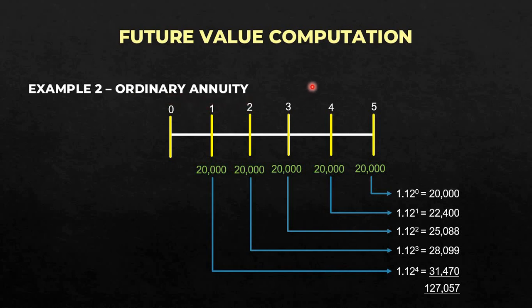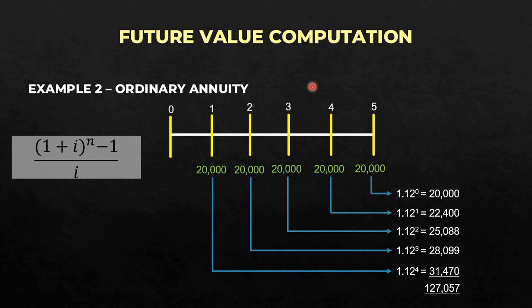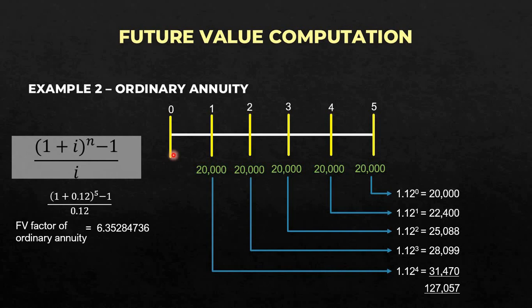At ang formula natin doon is eto, 1 plus i raised to positive n, tapos minus 1, then divided by i. So ngayon, ganun pa rin yung ibig sabihin ng i and n. So isa-substitute lang natin. So kapag sinubstitute natin yung ating information, so ito ang ating equation. So 1 plus 0.12 raised to positive 5. 5 siya kasi sa term ng time deposit, meron tayong 5 compounding period. Tapos minus 1. Then divided by 0.12. Ang sagot dyan is 6.35284736, which is, yan ang tinatawag nating future value factor of ordinary annuity.